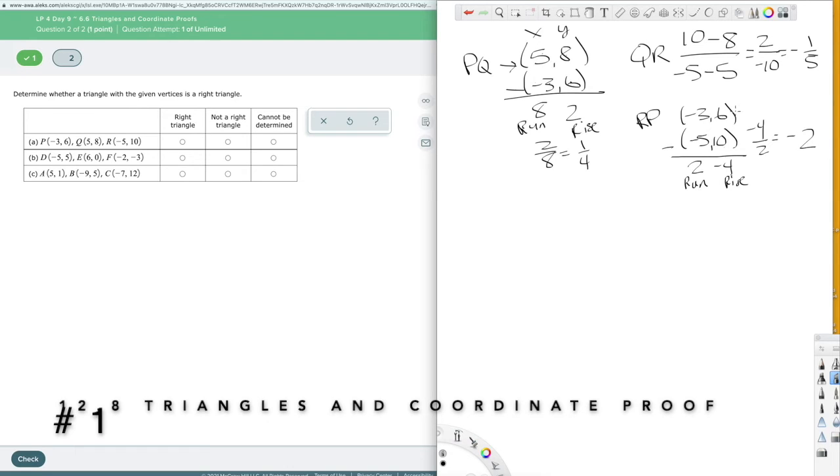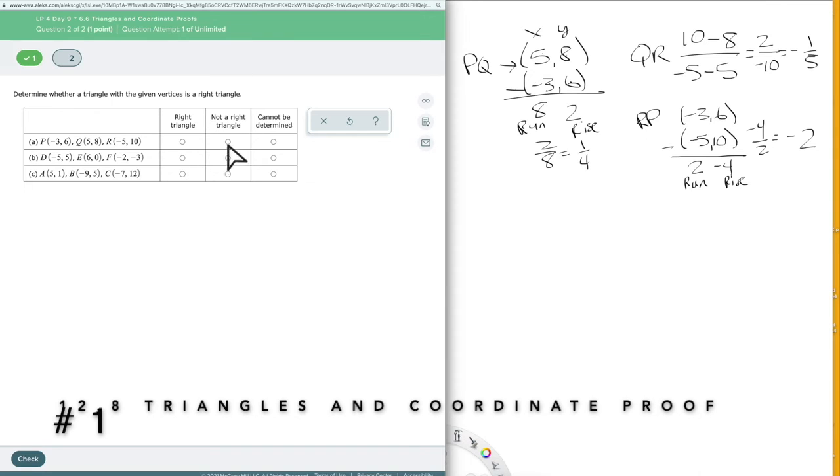None of these are negative reciprocals of each other. So this is not a right triangle. You're not going to say it cannot be determined. They are 3 sides to a triangle, and we're going to assume it says determine whether a triangle with the given vertices is a right triangle. So we're not assuming that it's not a triangle. It is a triangle. We're just deciding is it right or not right. And either there's going to be a negative reciprocal or there isn't.